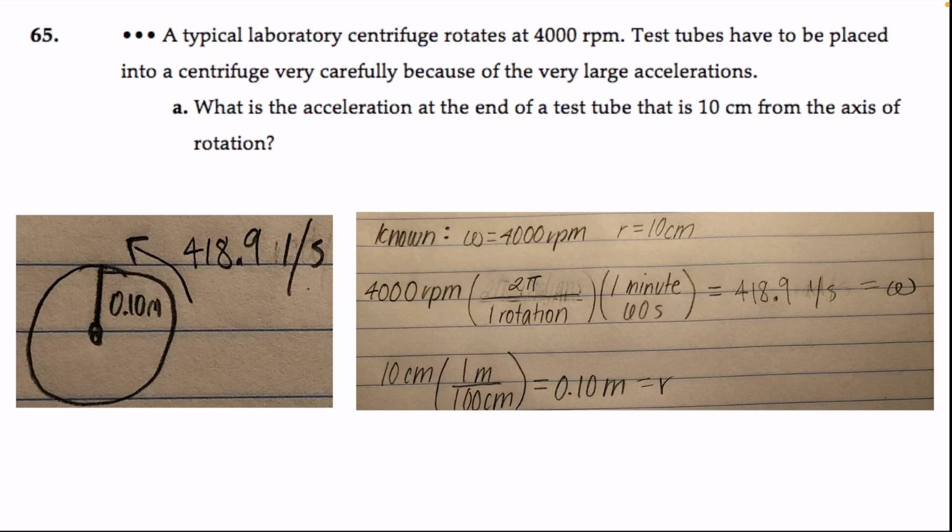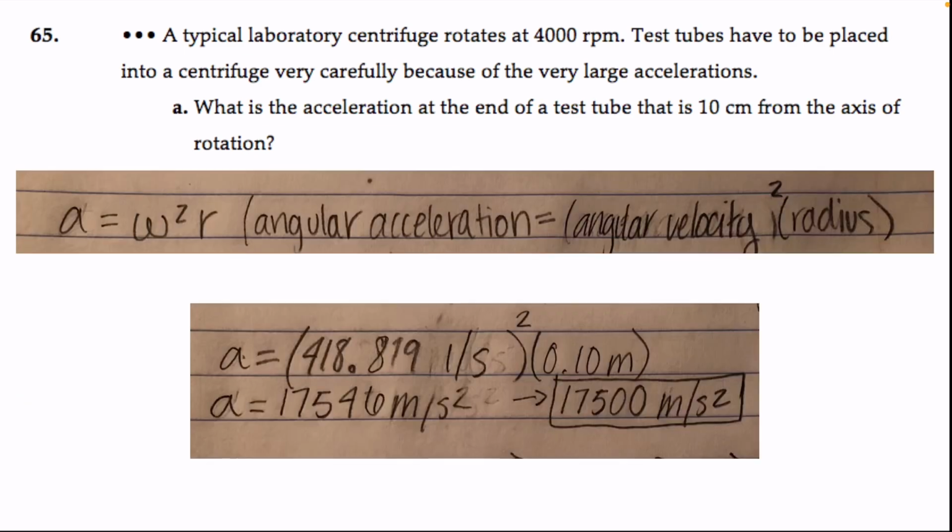So since this is circular motion, we're going to use one of the circular motion equations we've been given in this unit to use these given values and solve for the acceleration of the test tube. One of these equations is the acceleration equals the angular velocity squared times the radius. So we have all the numbers given in order to solve for the acceleration, so we can just plug them in and solve, and the acceleration of the test tube in the laboratory centrifuge ends up being 17,500 meters per second squared.